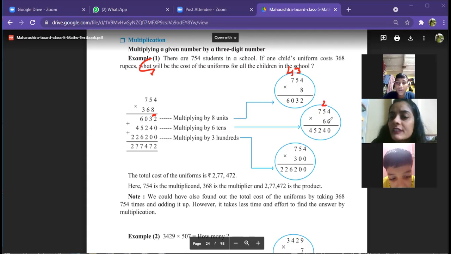2. 6 fives are? 30. 30 plus 2? 32. So 2 is here. And what will be carry forward? 3. Okay. 6 sevens are 42. 42 plus 3, 45. Okay. Now listen, children.